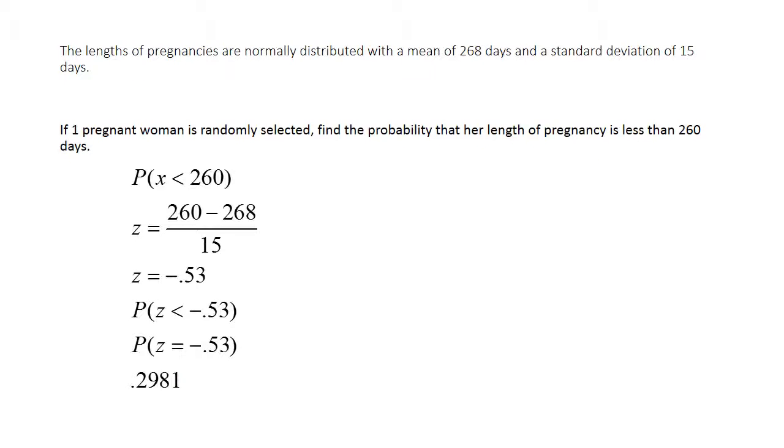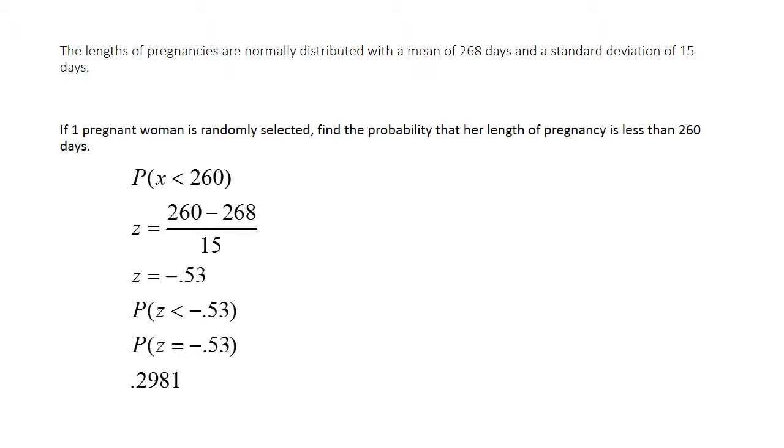Question 2 states the lengths of pregnancies are normally distributed with a mean of 268 and a standard deviation of 15 days. Part 1 asks, if one pregnant woman is randomly selected, find the probability that her length of pregnancy is less than 260 days. We're finding the probability that x is less than 260.